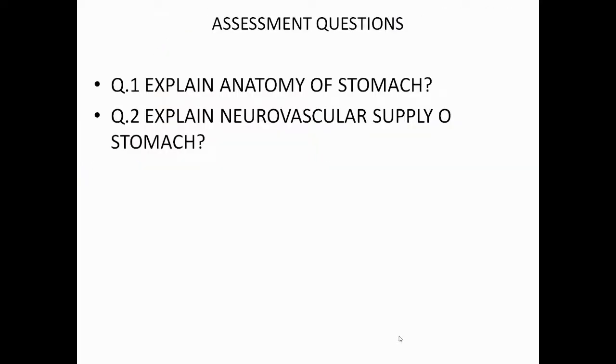Now there are assessment questions, and you have to assess your knowledge of whatever you studied in this chapter. These are: explain the anatomy of the stomach, and explain the neurovascular supply to the stomach.